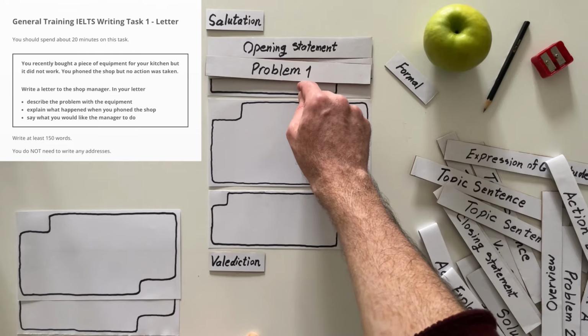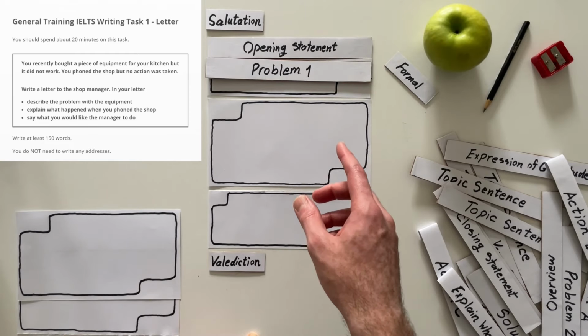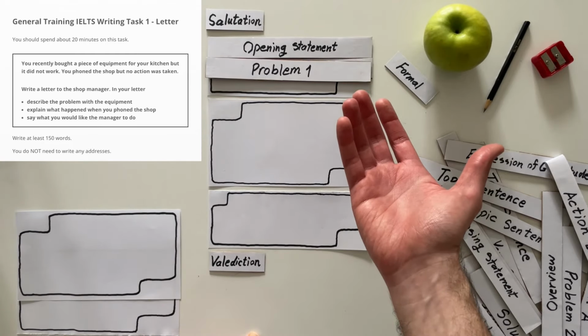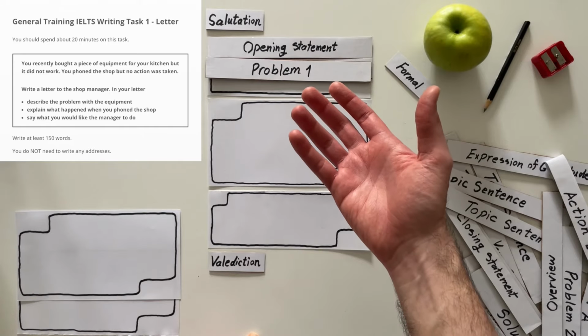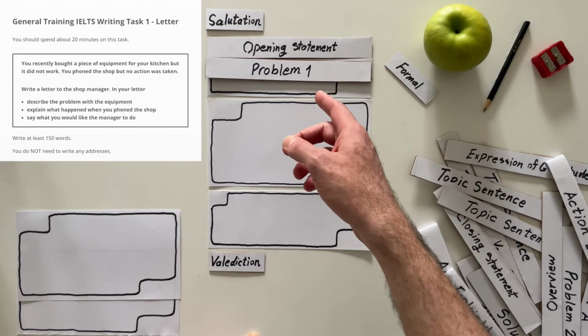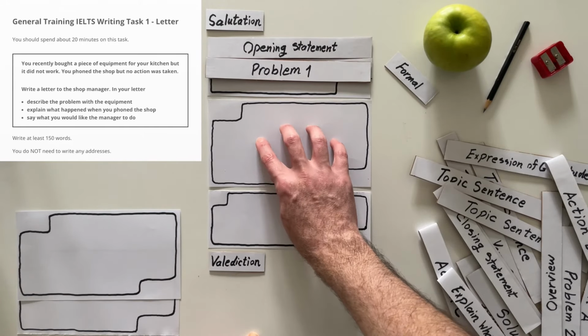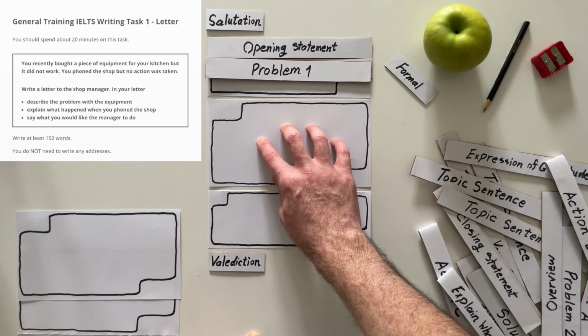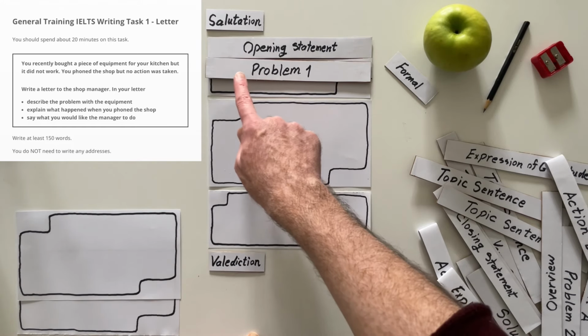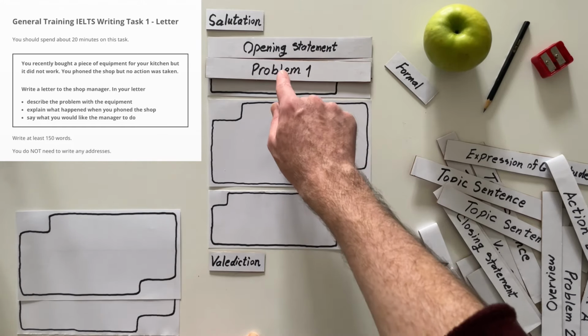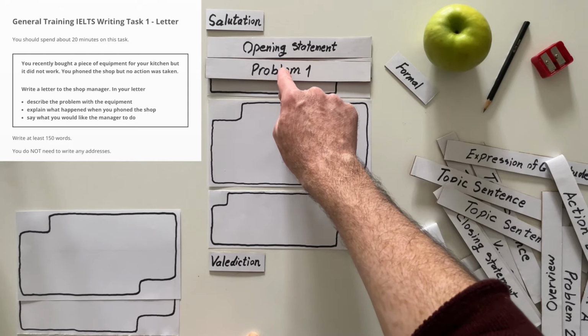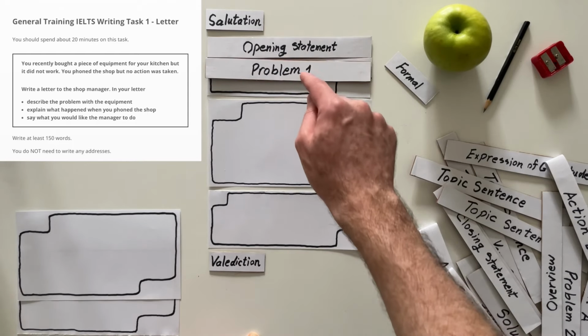Remember, I'm saying problem 1 because that's the minimum. If you wish to talk about more than one problem, then you need a separate paragraph. But I suggest you stick to only one problem and just state the problem here and explain what the problem is.